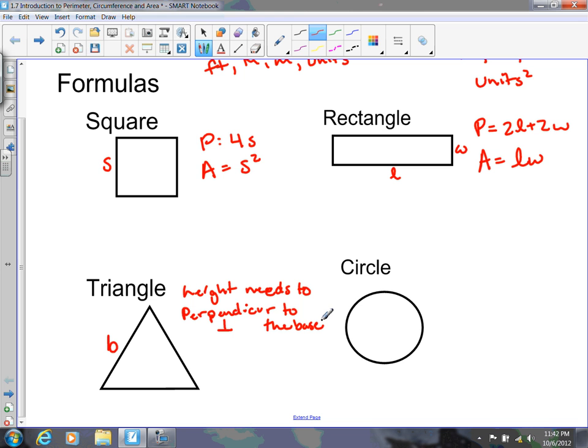So you might be given extra information. You might be given the length here, the length here, and then a length inside the triangle. And then they'll use this symbol to show that that's a right angle. And if it's a right angle, they're perpendicular. If this is my base, this red line is my height.